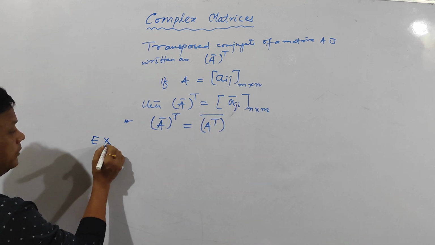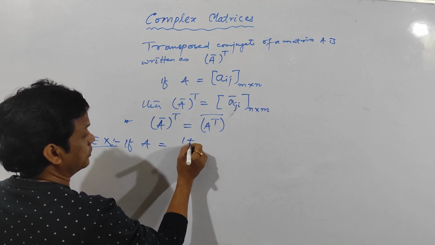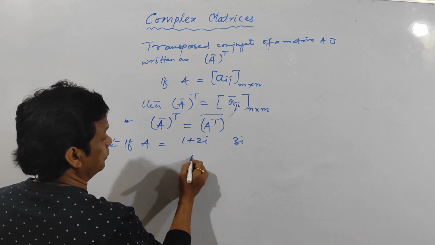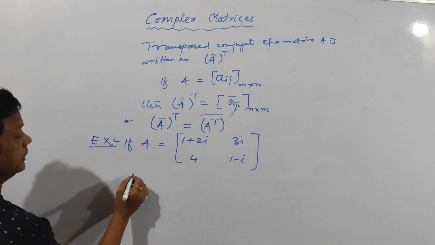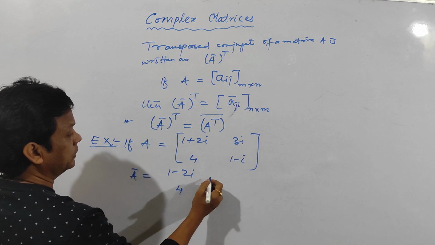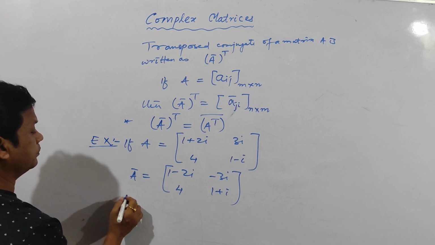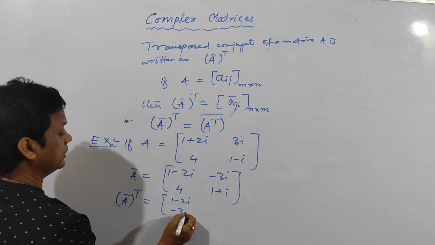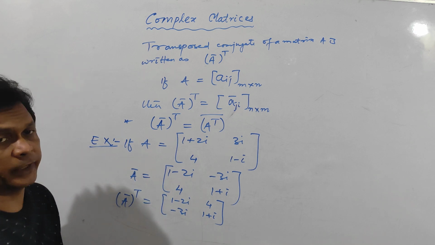So see here, and I am giving an example. If A is equal to [1 plus 2i, 3i; 4, 1 minus i], then take its conjugate, A bar will be [1 minus 2i, minus 3i; 4, 1 plus i]. Then take its transpose, it is [1 minus 2i, 4; minus 3i, 1 plus i]. So this is the transpose conjugate of the matrix A.